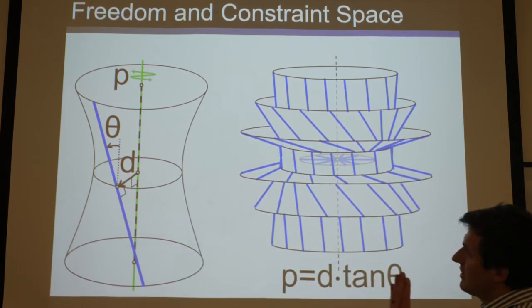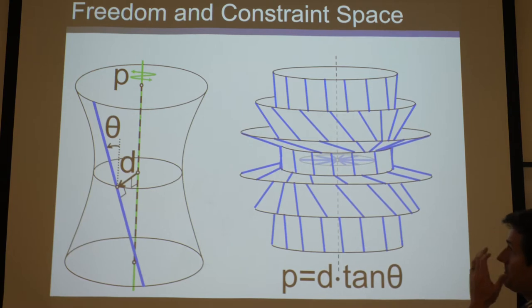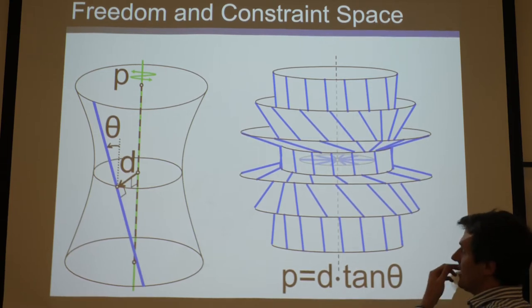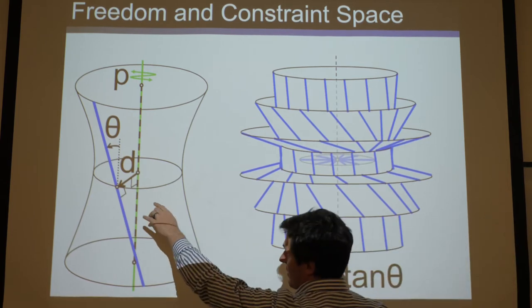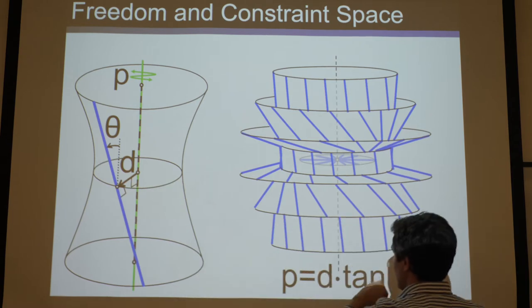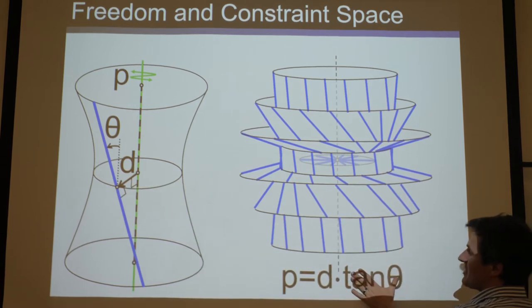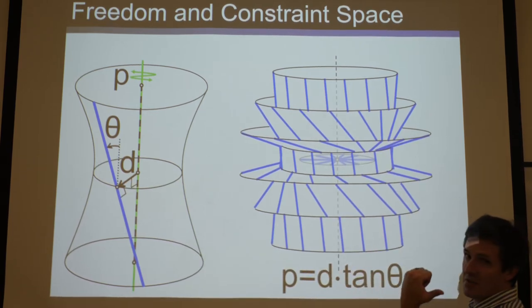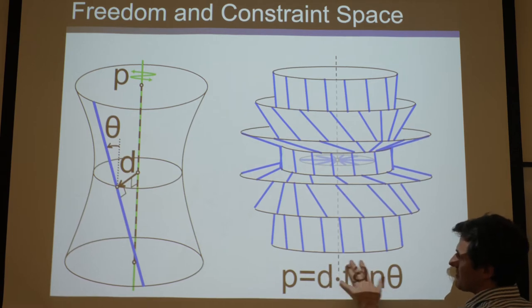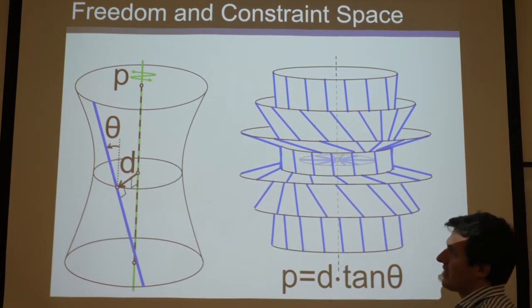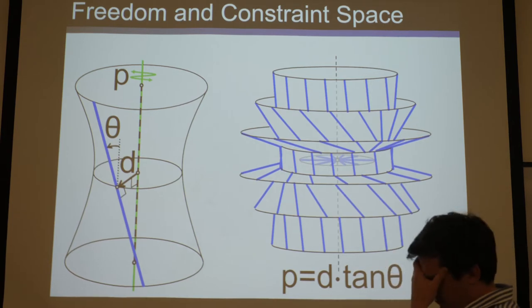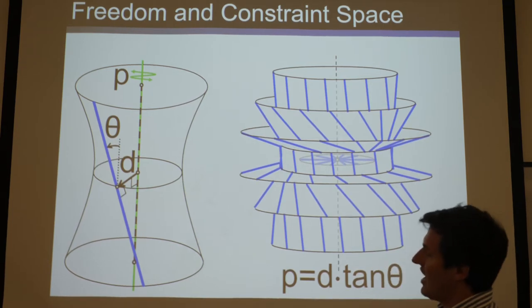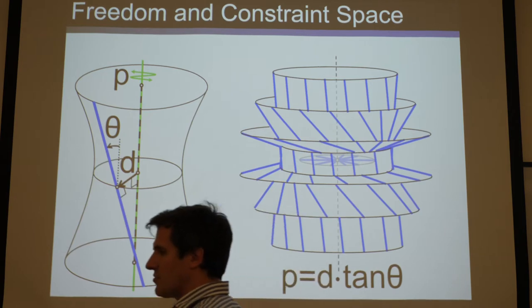Okay, but by the time it's parallel, if this ever became parallel, so theta was zero, then tangent would be zero, but d would be infinity. It would be so far out, it would be infinity. So infinity times zero could still be one. So by the time it's out there, it's like a blue hoop out at infinity. But we haven't talked about blue hoops yet.